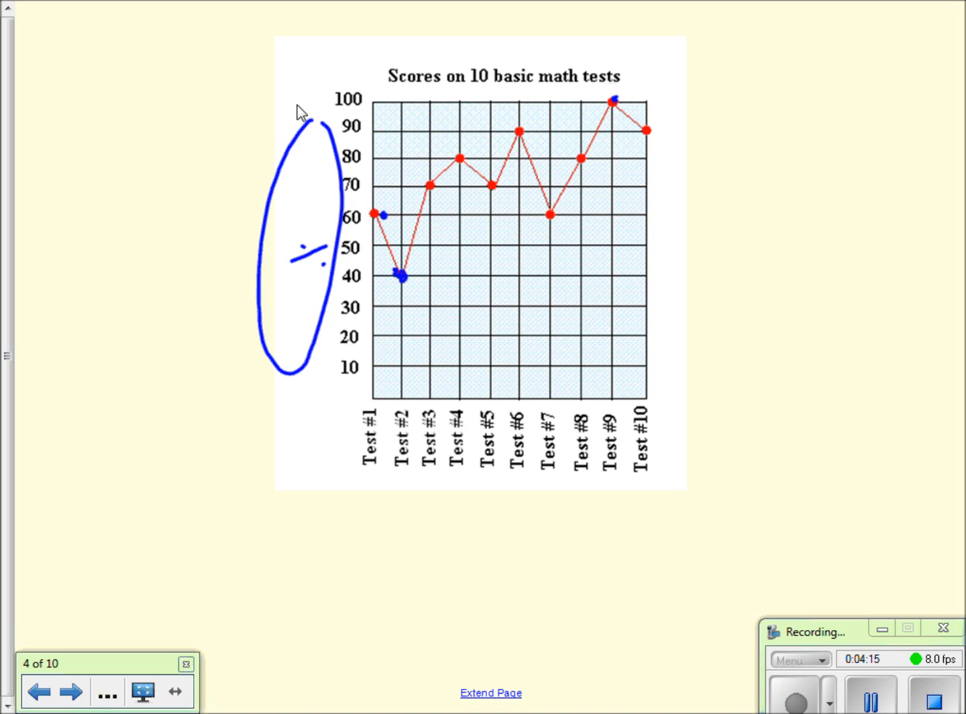All the other tests came somewhere in between. Like I said, it shows a trend. Started off at 60, went down, did worse. Then they went up to do better than the first test, a little better.